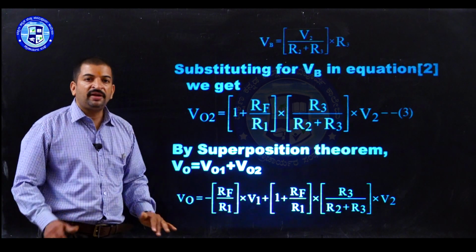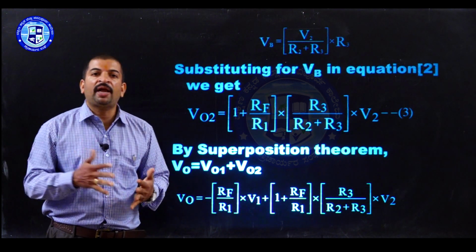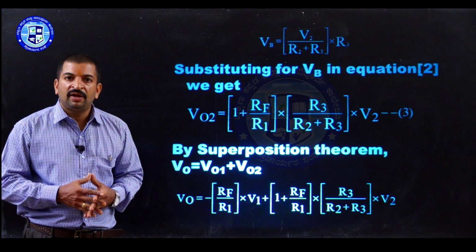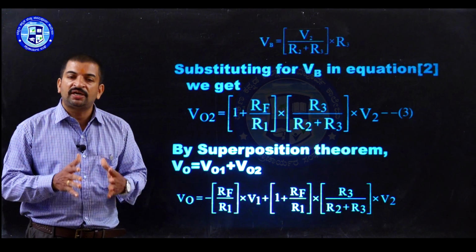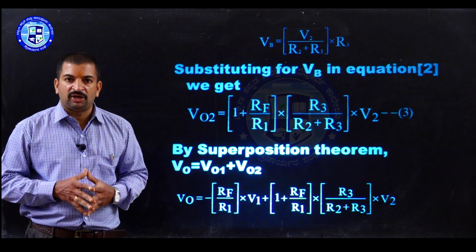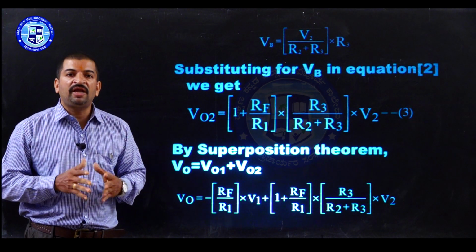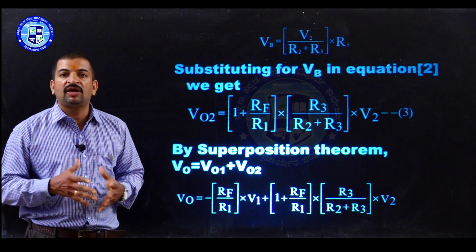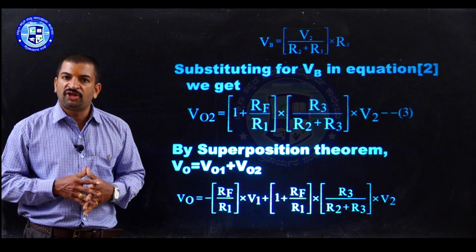Now we have determined the output voltage caused by V1 acting alone, which we have considered as VO1, and then the output voltage caused by V2 acting alone, which we have considered as VO2. Now what is the total output voltage? The total output voltage is equal to the algebraic sum of the output voltages caused by individual voltage sources acting alone while other sources are non-operative, according to the superposition theorem.